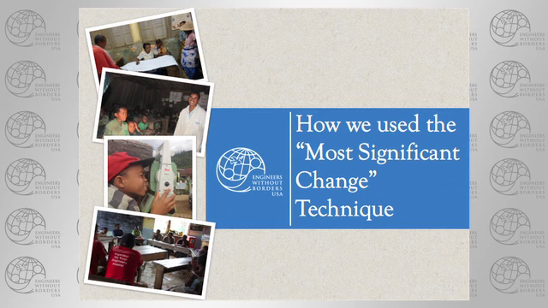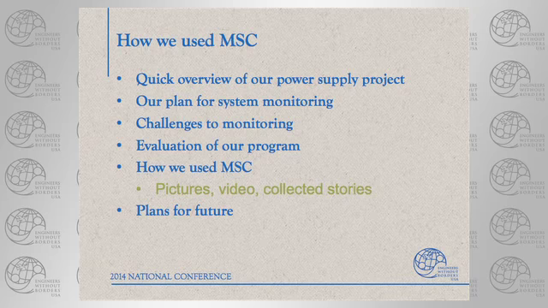Okay, so with that, that's kind of an overview of most significant change. I really would highly recommend going and looking at the Davies and Dart document, because it's a great reference. So what I want to go through here is how we've used it, kind of our plan for monitoring, our challenges, how we're evaluating our program, how we've used most significant change, and our plans for the future.